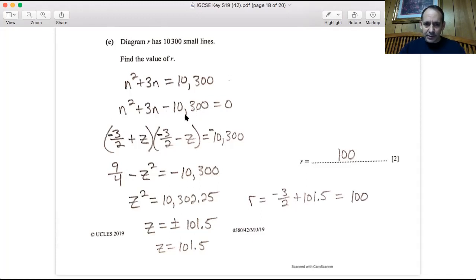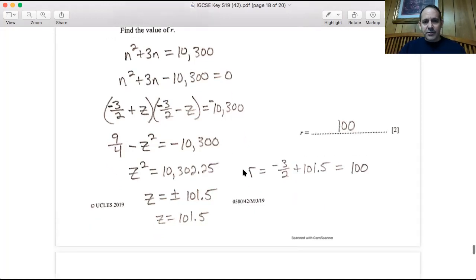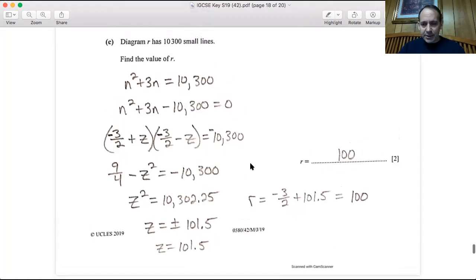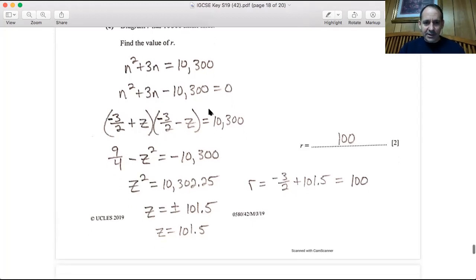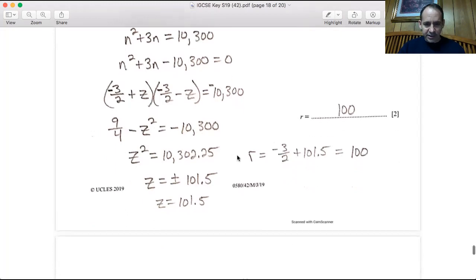Why do the roots equal that? Because when you factor the c value to get your two numbers, and when you multiply your two roots together, it gives you that c value. Okay. So again, if you want to understand it better, watch that video. I explain it and give examples on it. So right here, I'm just using the method. Then you multiply out these binomials here. You get 9/4 minus z squared equals the negative 10,300.